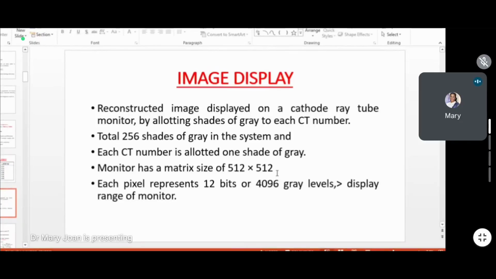There are a total of 256 shades of gray in the system, and each CT number is allotted one shade of gray. The monitor has a matrix size of 512 by 512. Each pixel represents 12 bits or 4096 gray levels, which is a larger display range for the monitor.